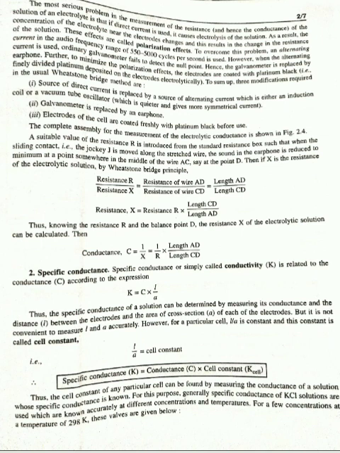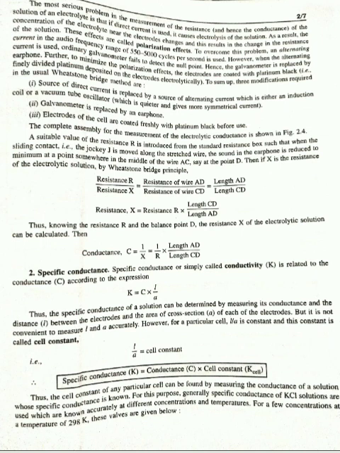To sum up, the three modifications required in the usual Wheatstone bridge method are: first, source of direct current is replaced by a source of alternating current, which is either an induction coil or a vacuum tube oscillator, which is quieter and gives more symmetrical current. Second, galvanometer is replaced by an earphone. Third, electrodes of the cell are coated freshly with platinum black before use. The complete assembly for the measurement of the electrolyte conductance is shown in figure 2.4.